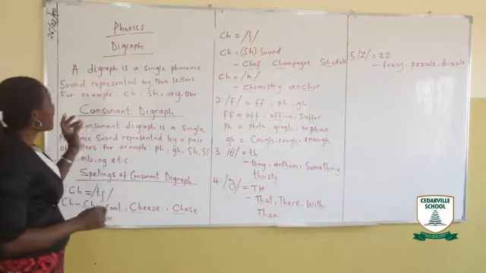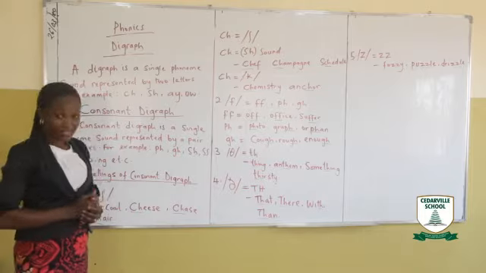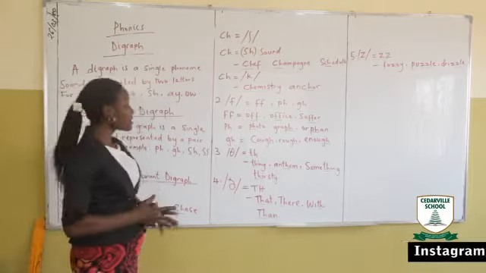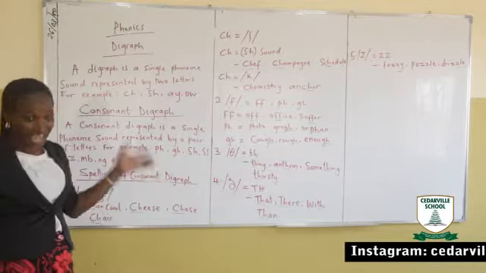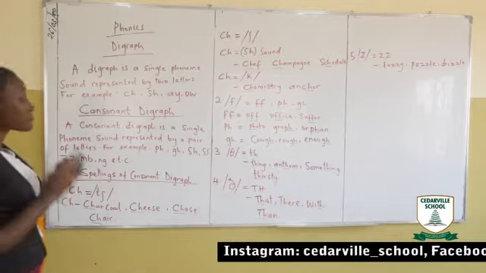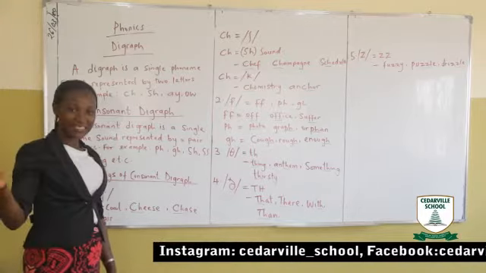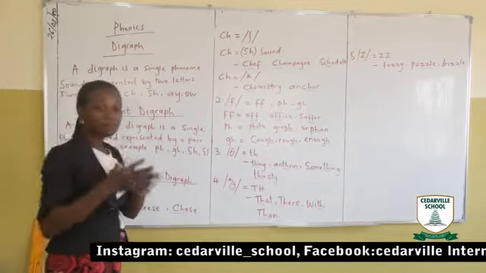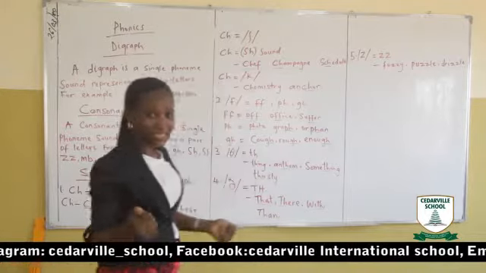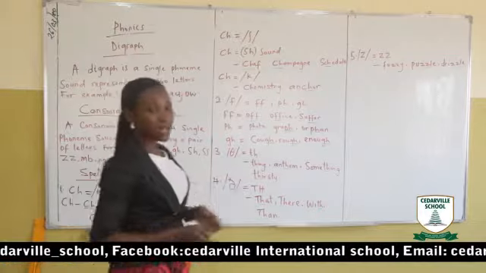Now, this morning, we have on our subject, phonics. We have the topic digraph. Now you ask me, what is a digraph? A digraph is a single phoneme sound represented by two letters. An example of that is what?